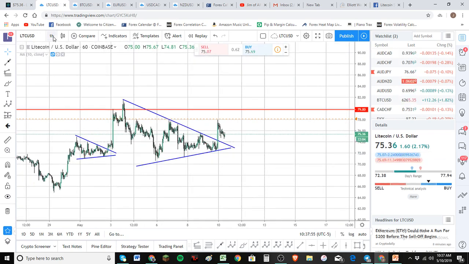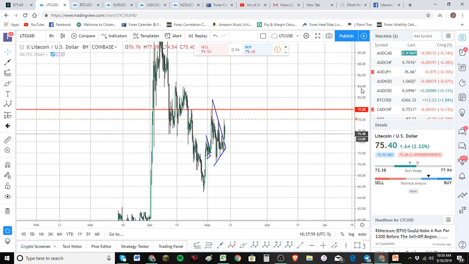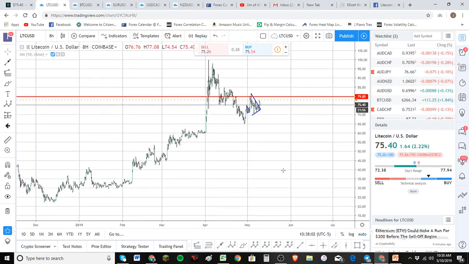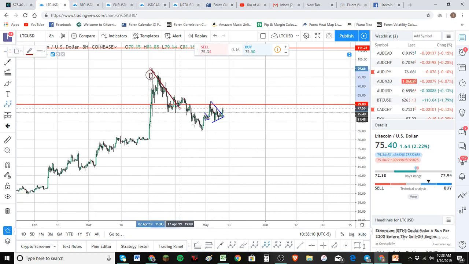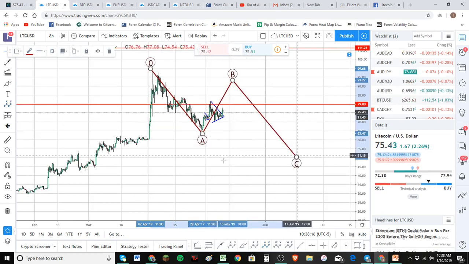But let me just show you my overall bias count to what we've got going on. What I believe is happening is that we did reach the top here of this wave structure. The Litecoin already topped out. We're not going to make a new high for a bit. And what I believe we have going on here is an A, a B, and a C. The reason I believe that this B wave is actually three waves right here.